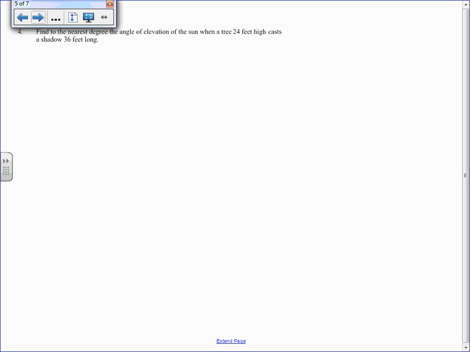We're almost done. Find to the nearest degree the angle of elevation of the sun when a tree 24 feet high casts a shadow 36 feet long.